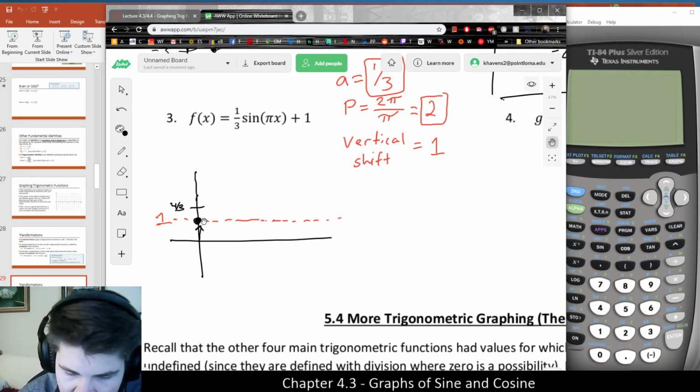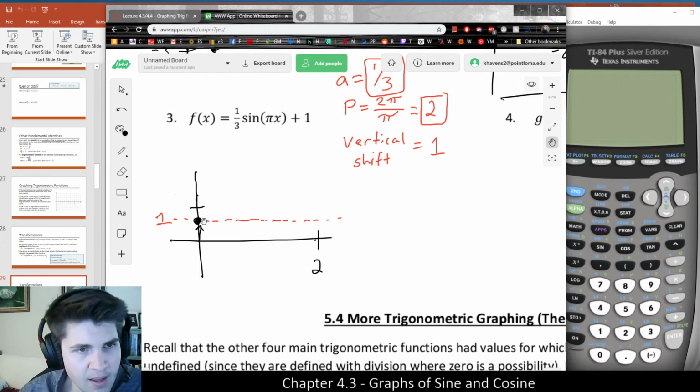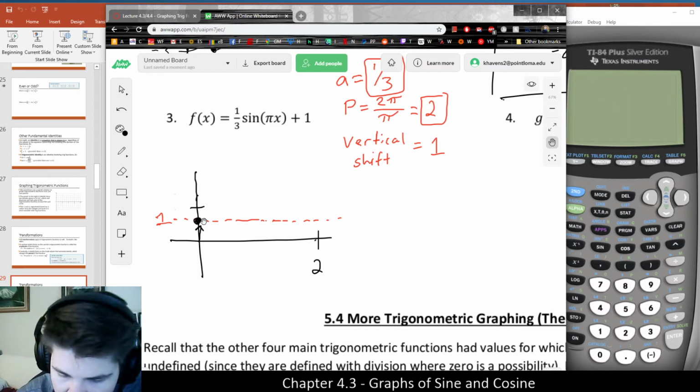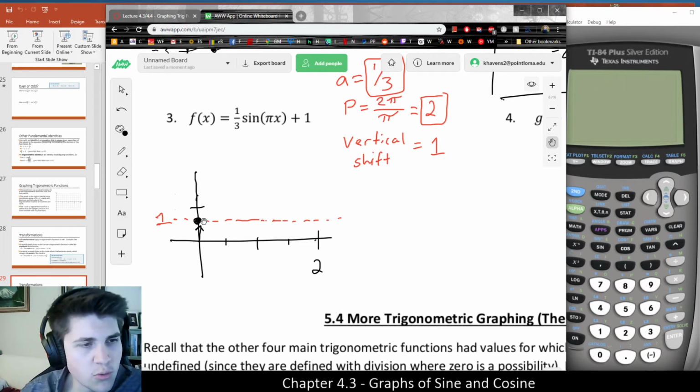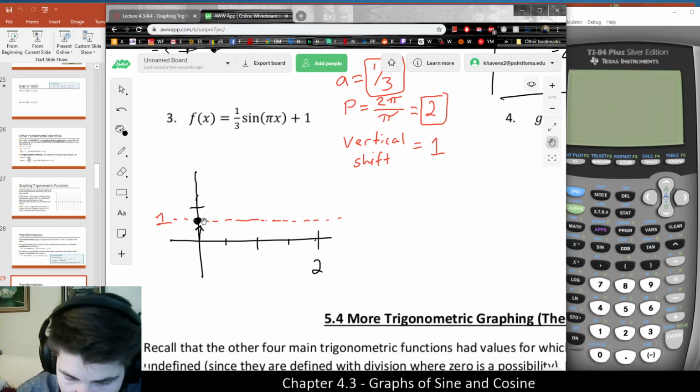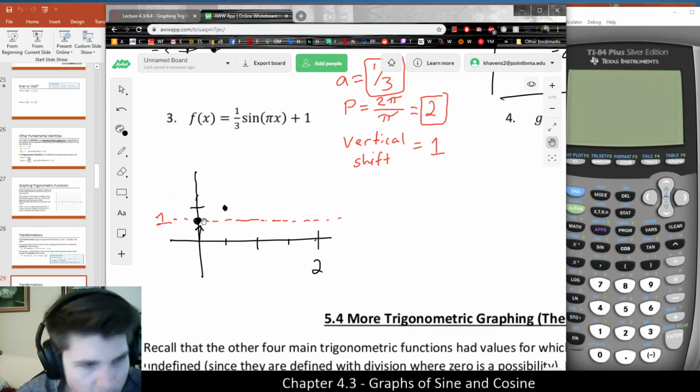Also, as I always recommend, start with the period before doing anything else, which is in this case 2. So if I want to graph one cycle, it's going to go to 2, and I could then put in my quarter points to make sure that I have good outlines for those key points. And this is positive, so it's going to start by going up first. So it's going to go up to the max point of equilibrium. It's going to go up to 4/3.